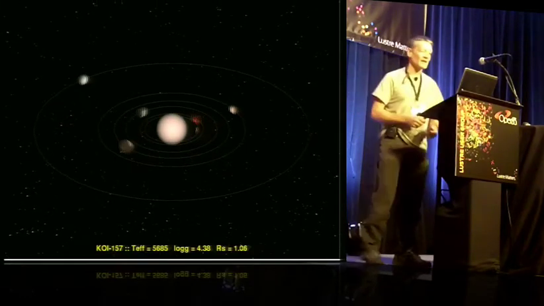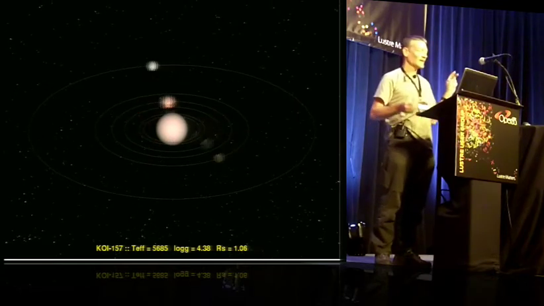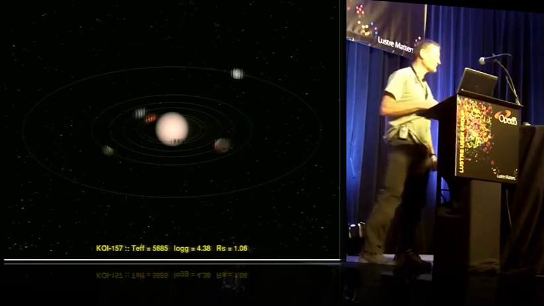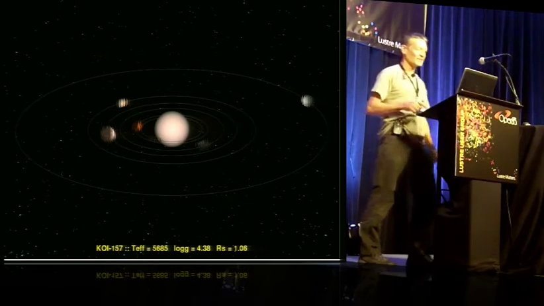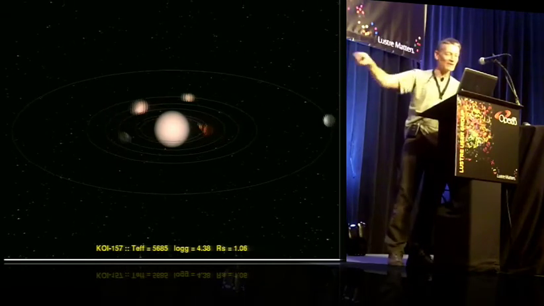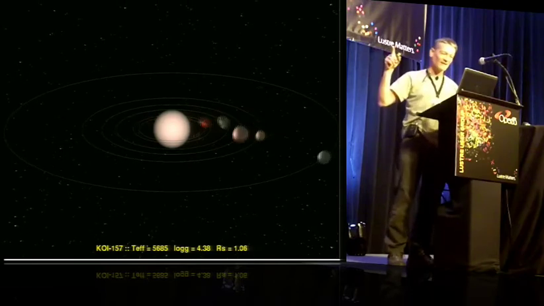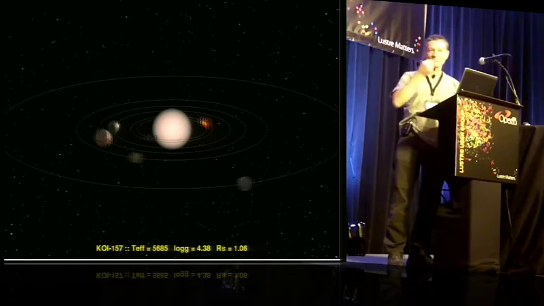So this is the result of a project called Kepler. Kepler had a 95 million pixel CCD that it was using to take pictures of stars. And it found this KOI, which is a Kepler object of interest. So that's a real star. The planets are sort of cartoons, but it's a multiple system.